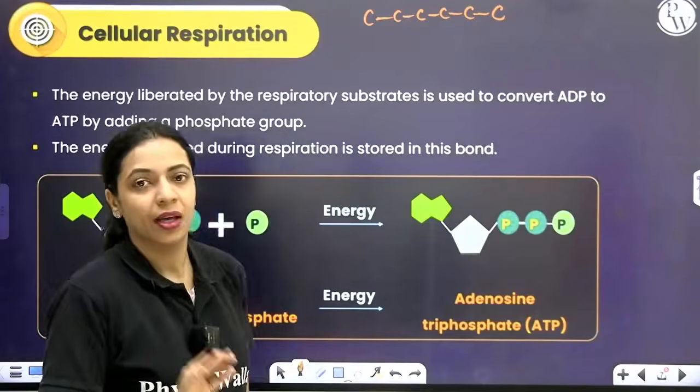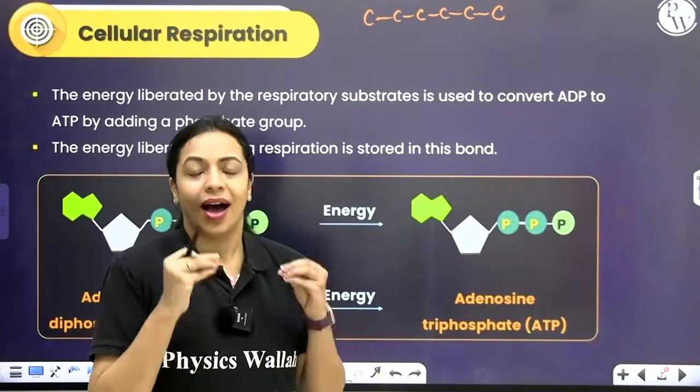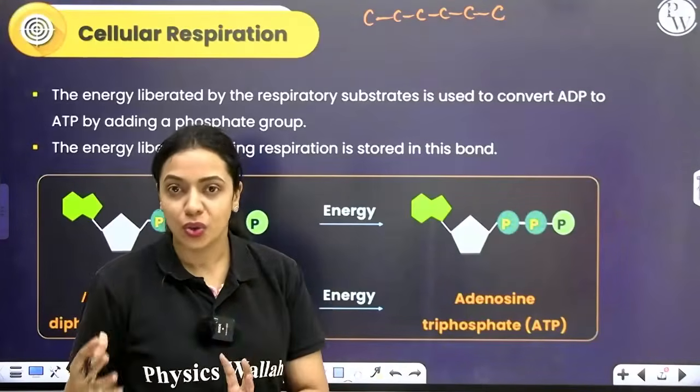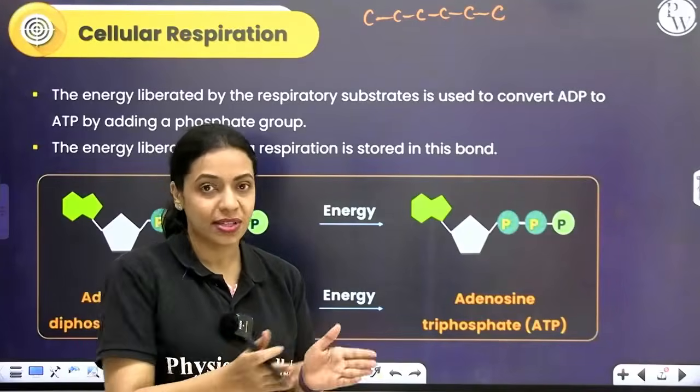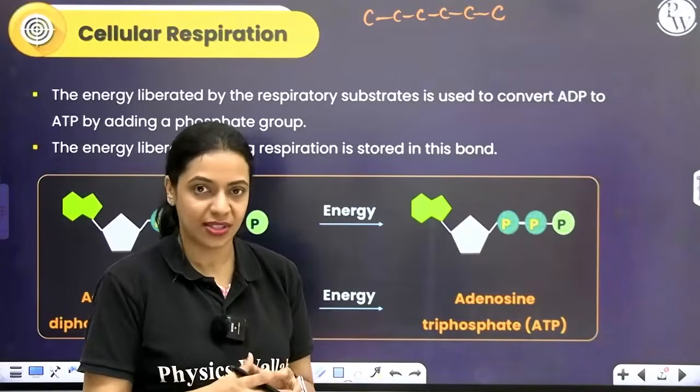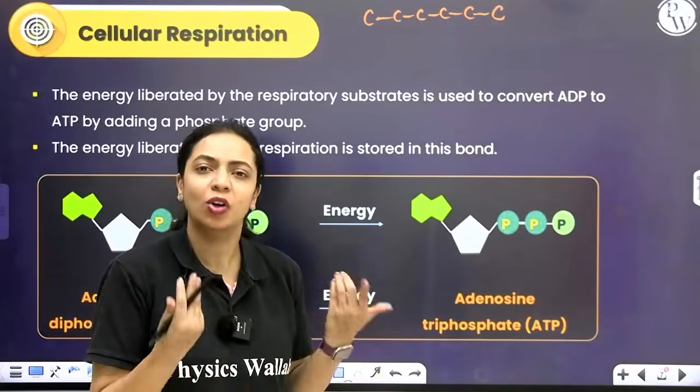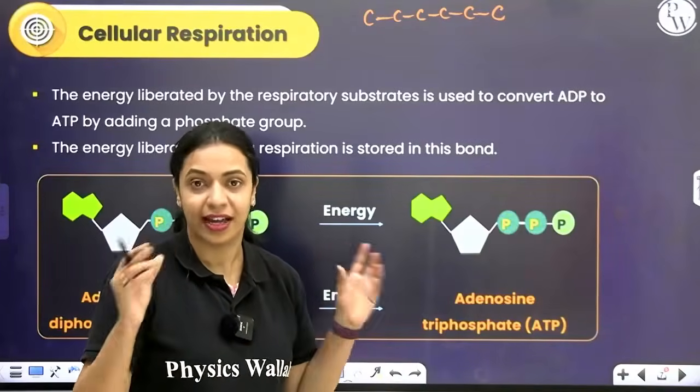Okay. Now, how is this energy going to be stored in our cells? Right now, glucose is getting broken down. Some amount of energy is getting released. But the cell may not require that energy at that moment.